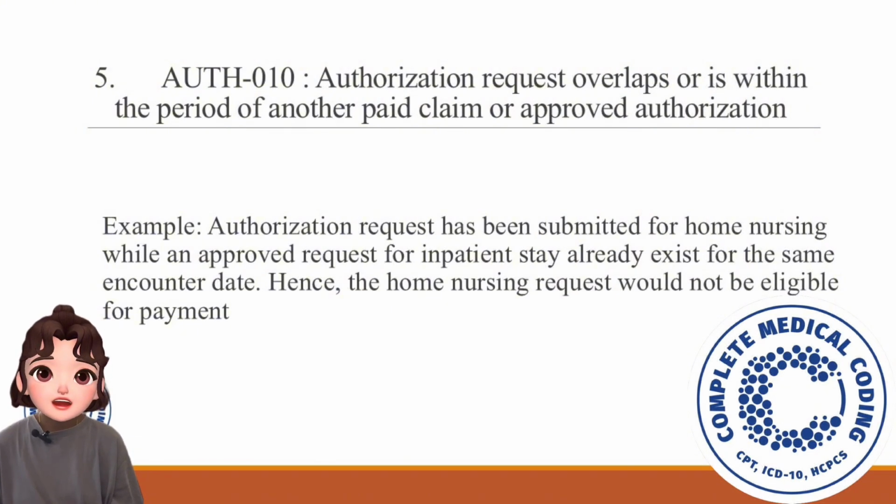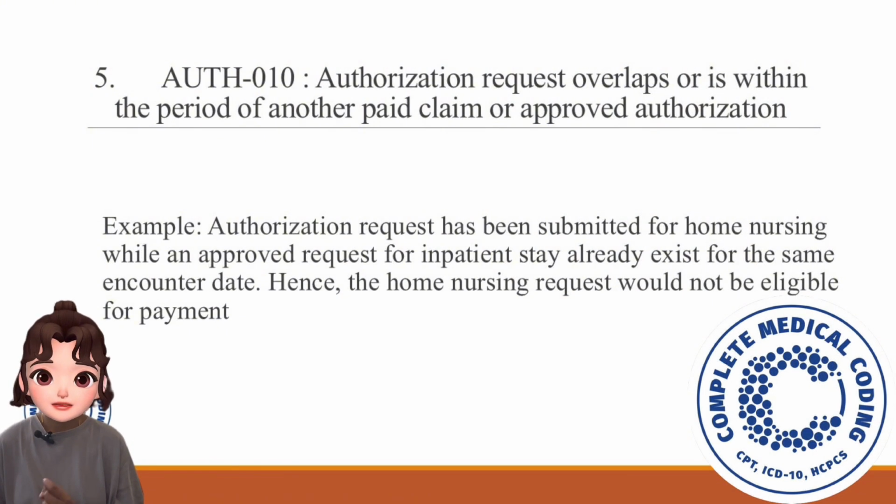For example, authorization request has been submitted for home nursing while the approved request for inpatient stay already exists for the same encounter date. Hence, the home nursing request would not be eligible for payment. Okay, so this means we are submitting a request for home nursing, but there is already an approval which was taken before for the same service. We cannot say the exact same service, but a service which is almost similar to the one that we had requested.